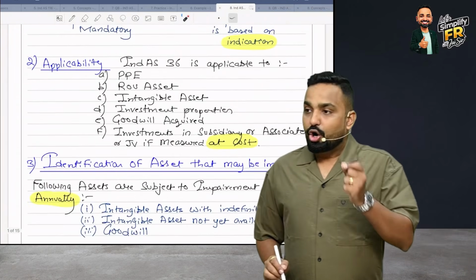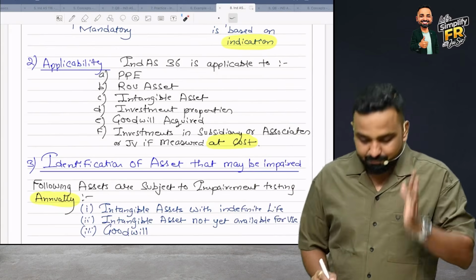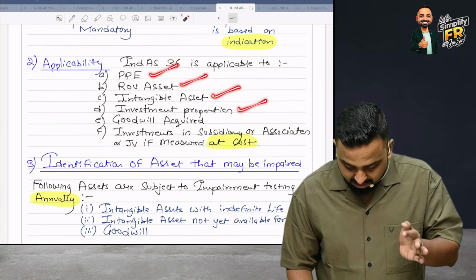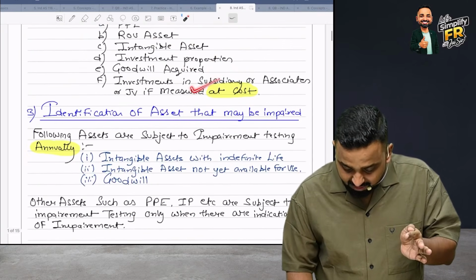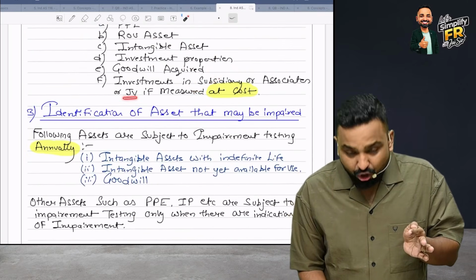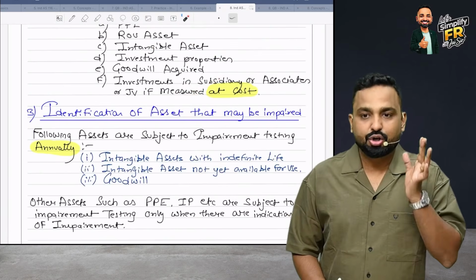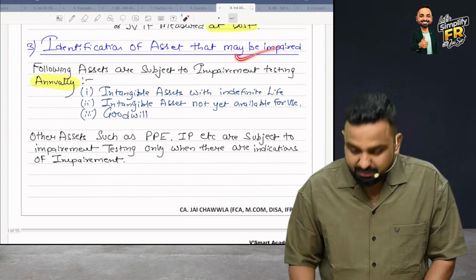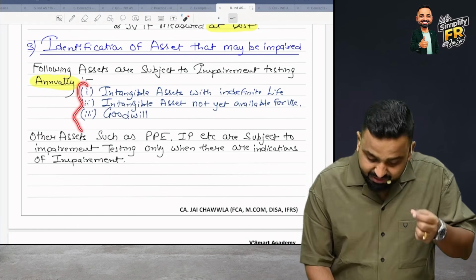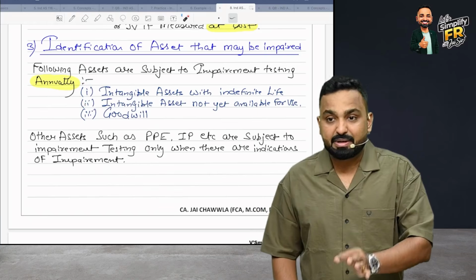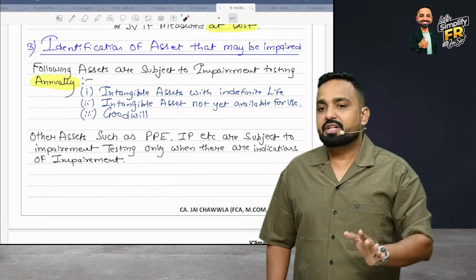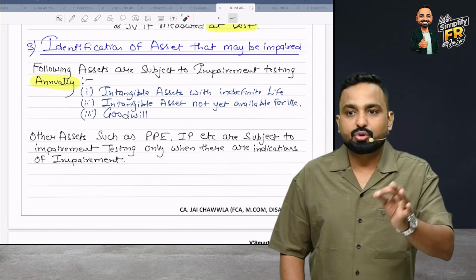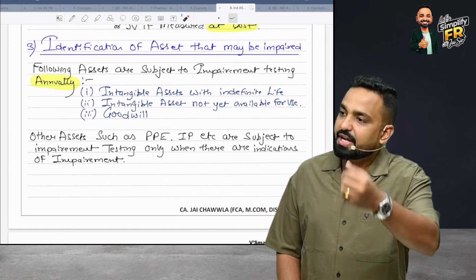Now, on what assets shall impairment be done? On PPE, ROU asset, intangible asset, investment property, goodwill acquired, investment in subsidiaries or associates or joint venture if measured at cost. We'll discuss this portion separately, don't worry. Identification of assets that may be impaired. There are 3 assets which shall be tested for impairment every year, irrespective of their indication. Whether indications will be there or not, you have to test them, which means comparing carrying amount and recoverable amount every year.